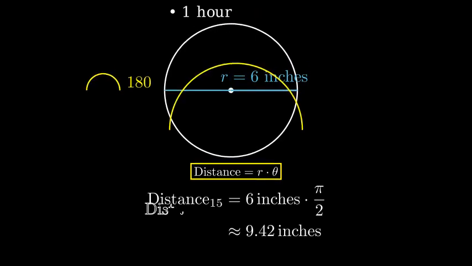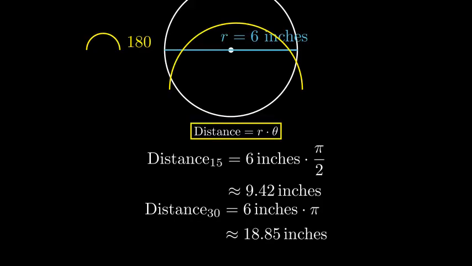For 30 minutes, the hand moves halfway around. That's 180 degrees or pi radians. The distance is 6 inches times pi, which equals approximately 18.85 inches.